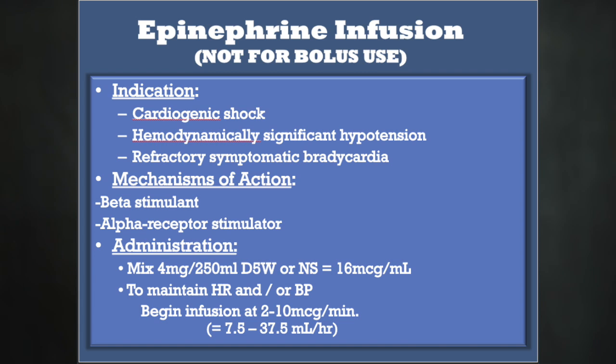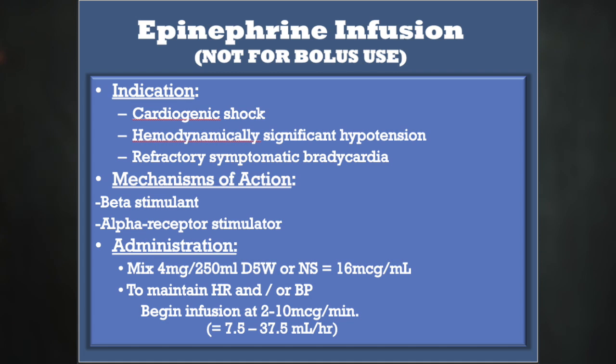So epinephrine is going to give us some vasoconstriction as well as some increased heart rate. And the way this is done, remember I said we should avoid pushing standard concentration epinephrine into a patient. So we take 4 milligrams of epinephrine into a 250 ml bag, and then we're going to infuse that at the book dose of somewhere between 2 and 10 micrograms per minute.